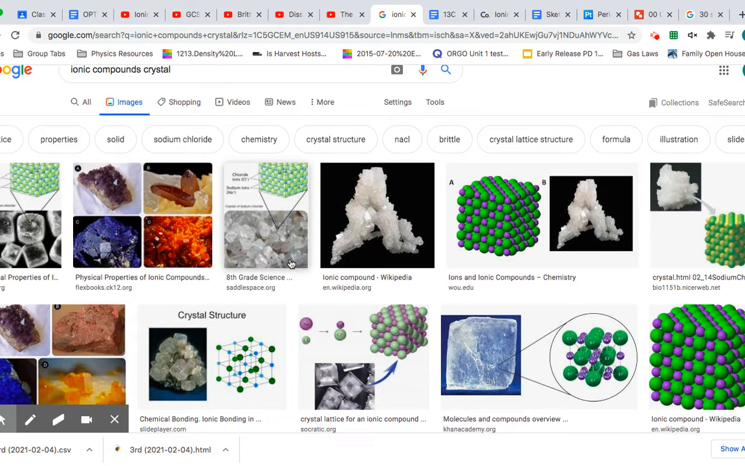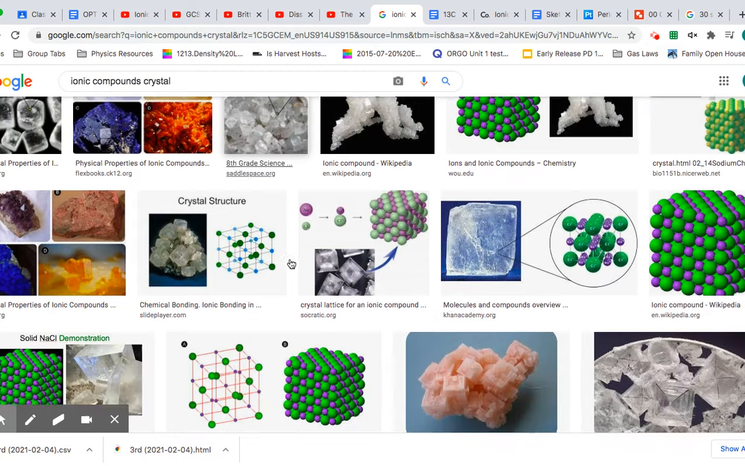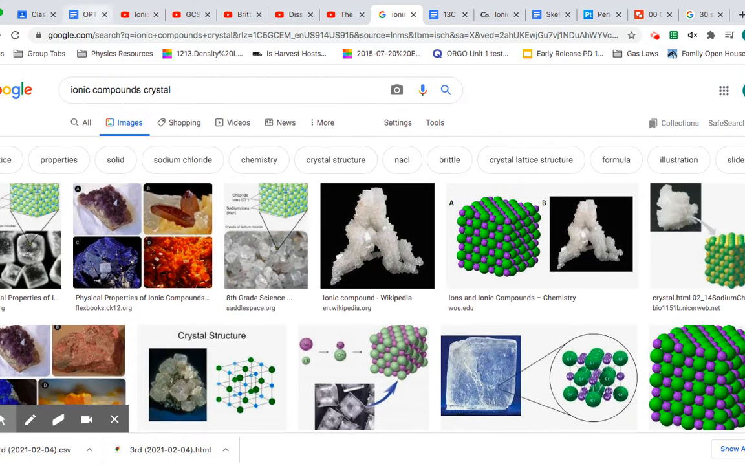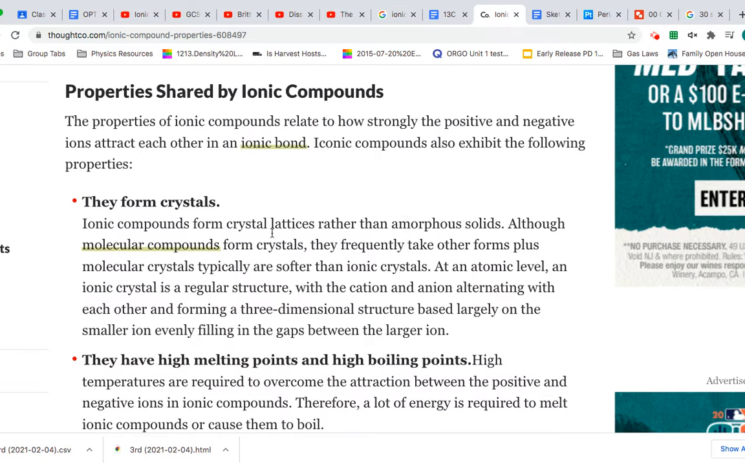You got some different rock type images here. So let me see if there's anything else I wanted to say about that. Right. So this is the shape they form, these crystal lattices. So you could maybe write down that word, but then maybe draw something to let you know what that looks like. And then the alternating with the cation and anion, that's alternating with a plus charge and a minus charge.